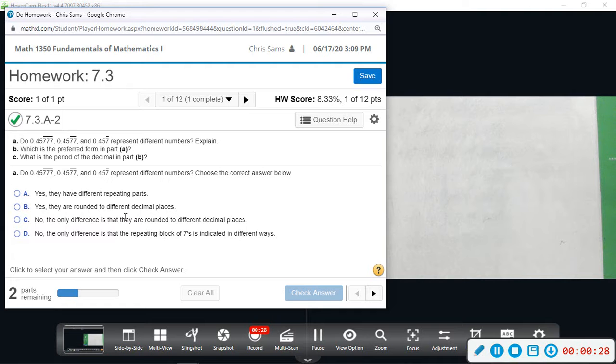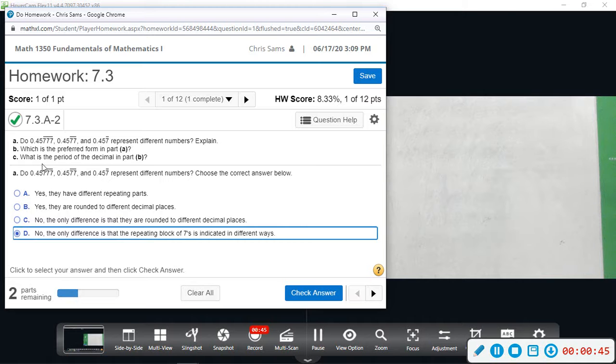C says the only difference is that they are rounded to different decimal places. That would not be the case. They're not rounded. D says no, the only difference is that the repeating block of 7s is indicated in different ways, and that would be the case. If you write them all out, they're just going to look the same, 0.45 with a tail of 7s.